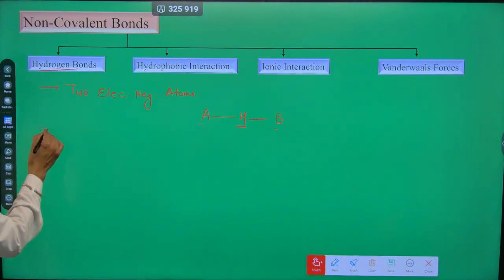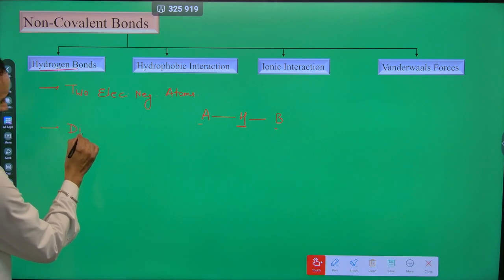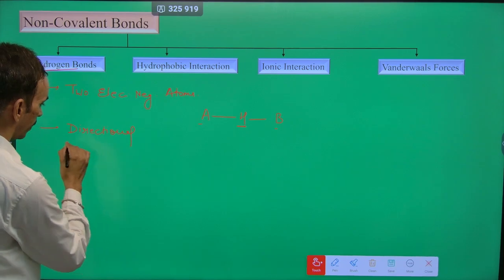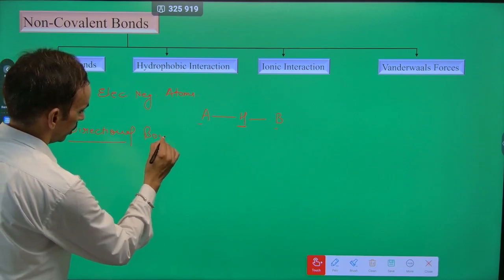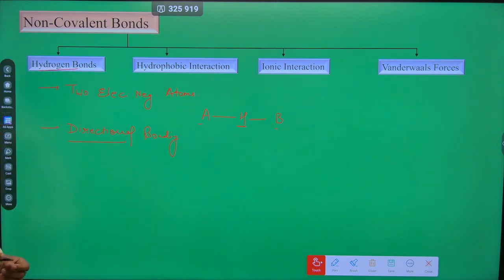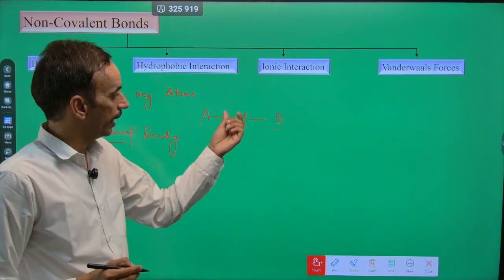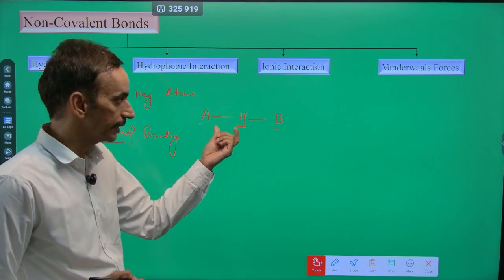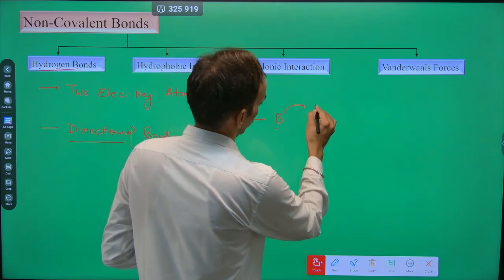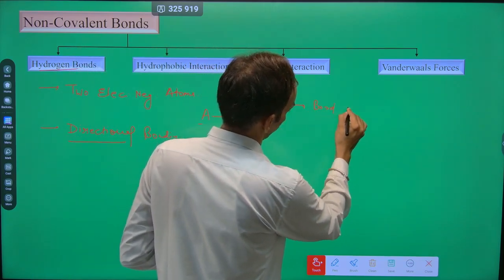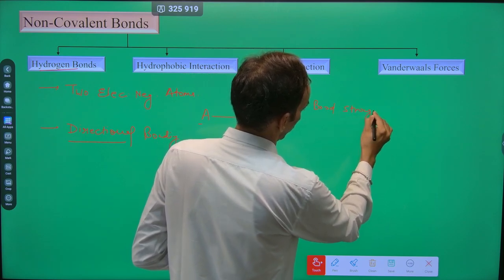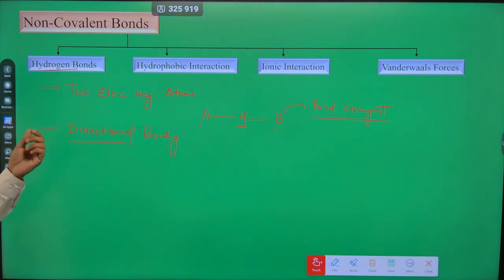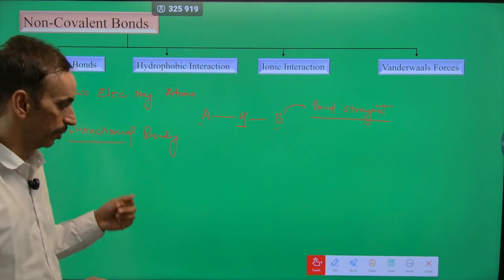Now the second thing is that H bonding is a directional bonding. It means if the H donor, H acceptor and the H atom all remain present in a single plane, in that condition the bond is strongest and the bond energy is highest. So it is a directional bonding, that is the H bonding.